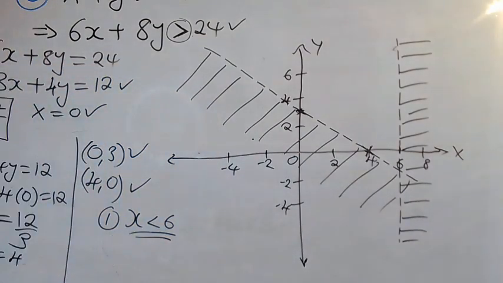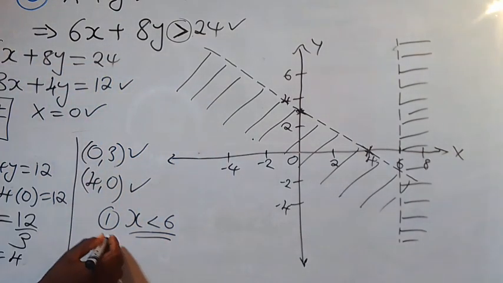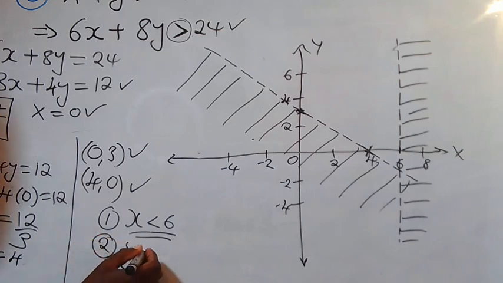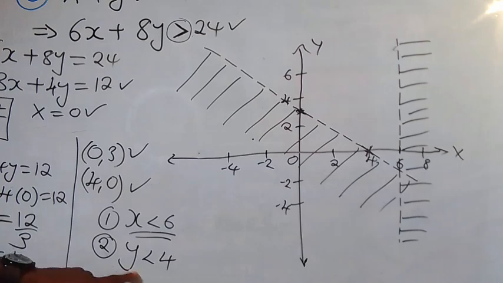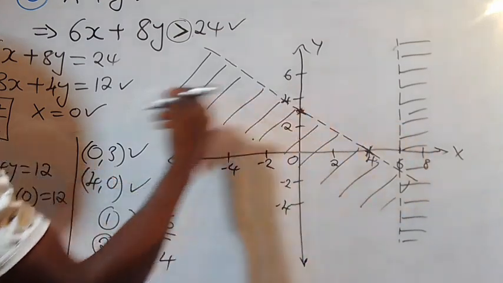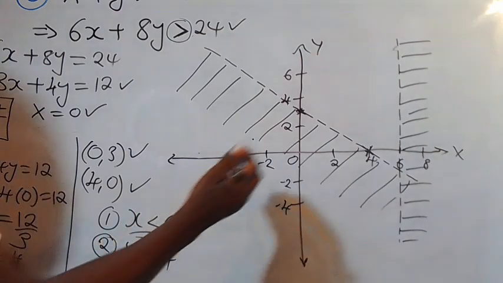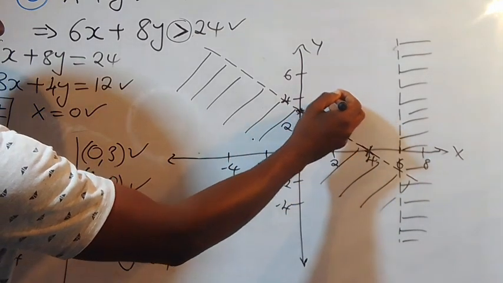And from there, the last part is this one. The other inequality is y is less than 4. So it says y is less than 4. We go to the y-axis, and there we just draw the line across the 4. But remember that the line should be dotted as well. So you do this.